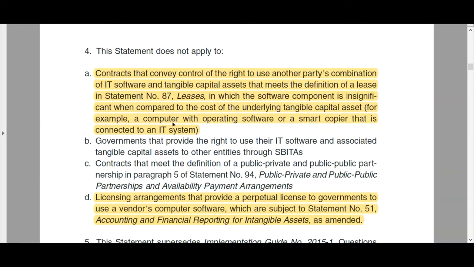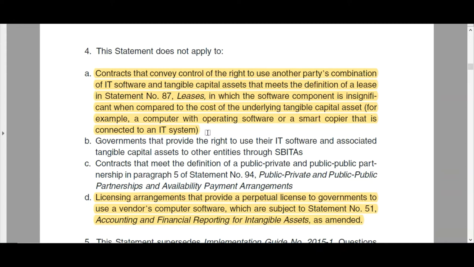Now, if you look up at column A, just a few minutes ago when I gave you the initial definition of SBITA, I talked about how a SBITA could be embedded in a contract that had tangible assets. Here, this section A is talking about how, while that is true, if the contract is majority related to tangible capital assets and software is only a tiny portion of it, so for example, if you get a computer with operating software or a smart copier that is connected to an IT system, and the majority of the cost is related to the lease itself and not to the software, then the SBITA really isn't, the juice isn't worth the squeeze, essentially.